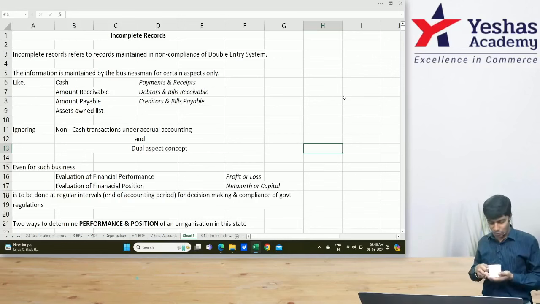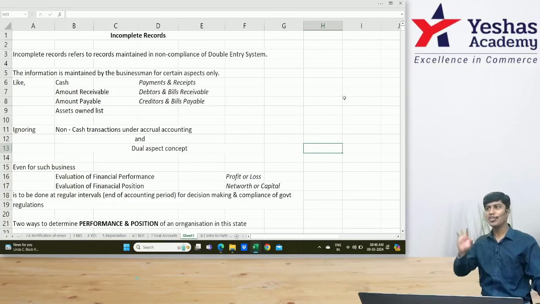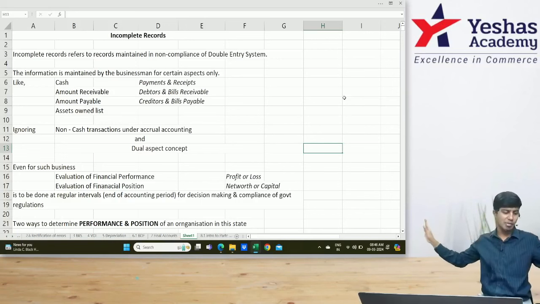You get this? If you do statement of affairs method, temporary. Are you getting it? However, if you decide to convert to double entry system, rest of my life with you. Game over. No coming back to statement of affairs method.